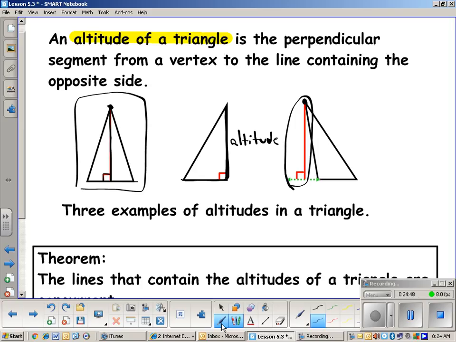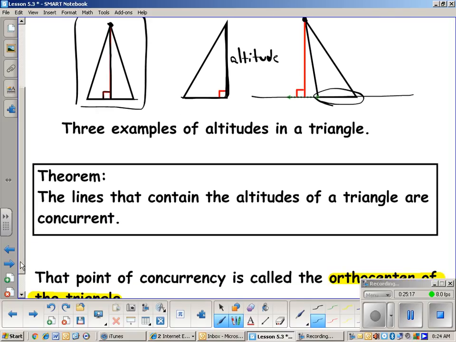The green line here is the extension of that third side. And that's what this means, containing the opposite side. So this segment right here, this side, is all part of this line. And so the altitude goes from the vertex perpendicular to the line containing the opposite side. So those are 3 examples of an altitude.